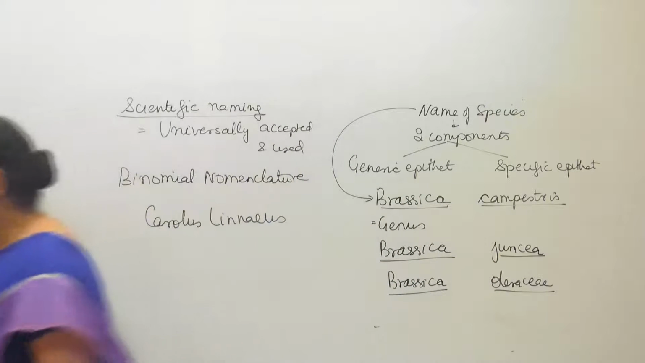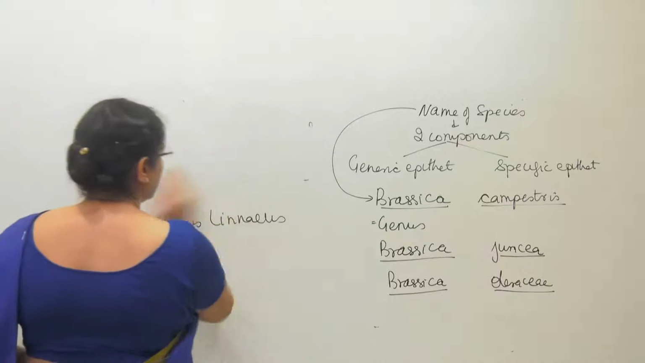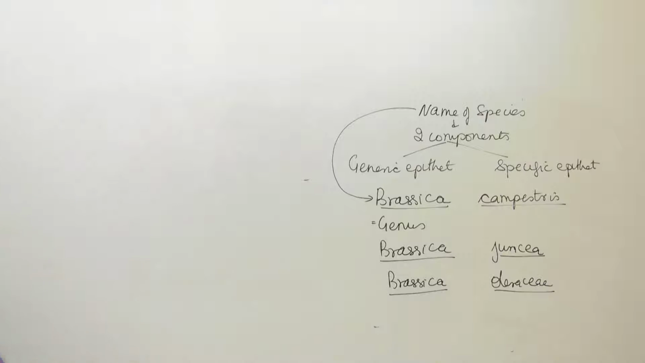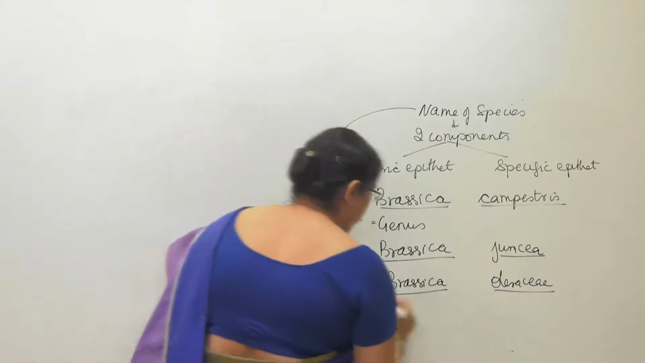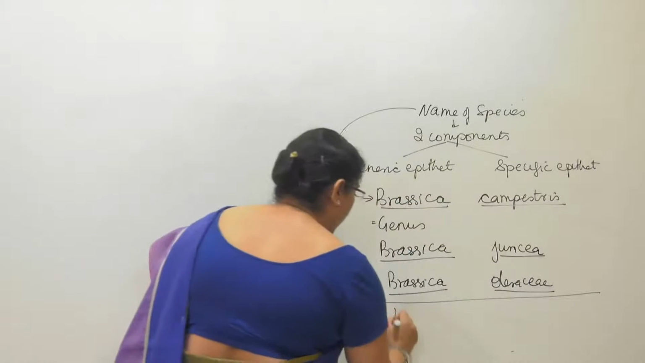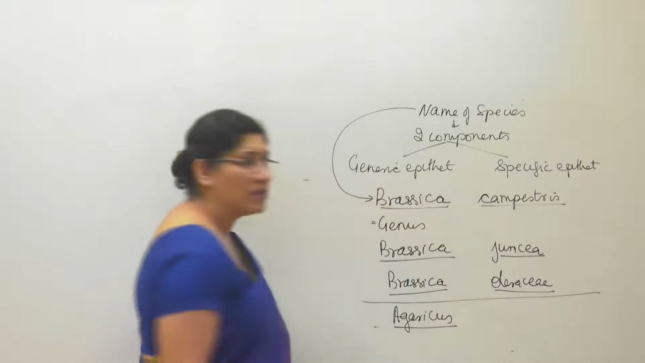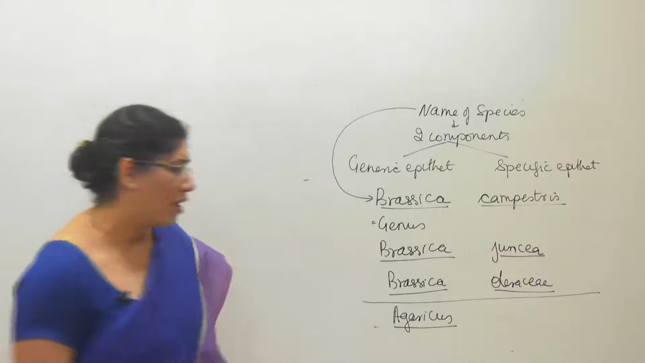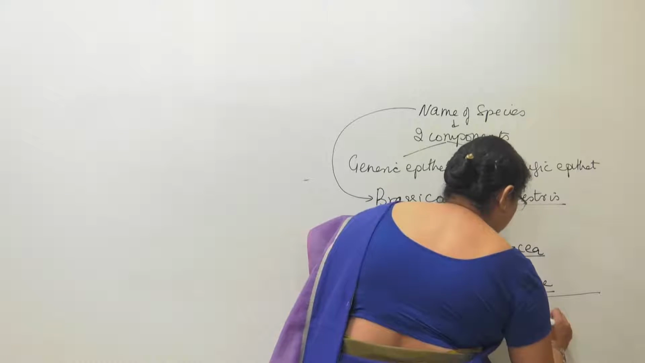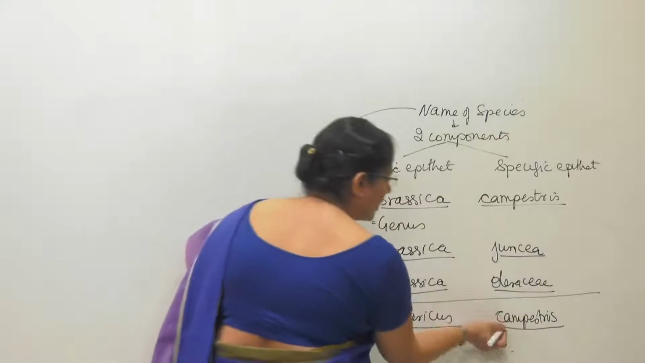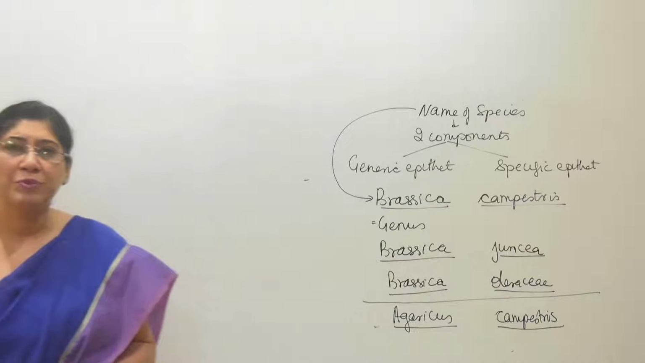The first name can be reused. For example, first name means the specific epithet. I can reuse the specific epithet. For example, Agaricus. Agaricus is a different genus. It's a mushroom. Agaricus campestris. So I have used campestris again, but with a different genus, so it becomes a different species.